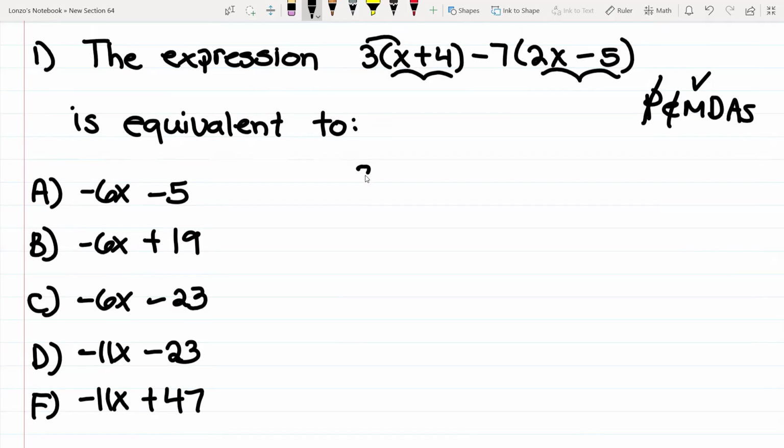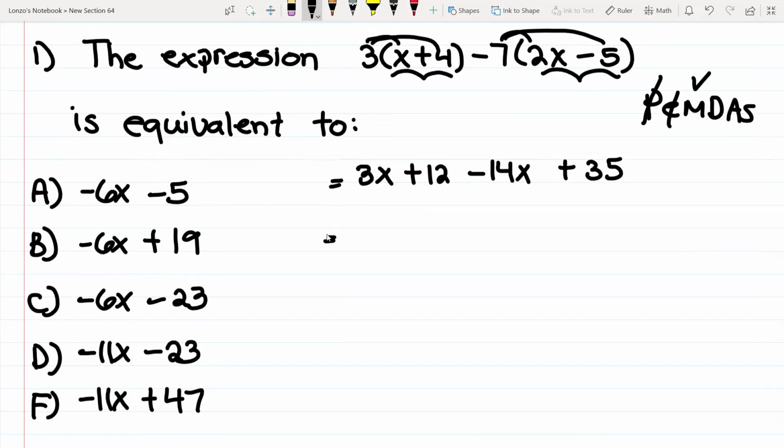So it's going to be 3x plus 12, and then this is going to be -14x, and then -7 times -5 is positive 35. Then it's all about collecting like terms because there's nothing more you can do. We don't have division. We have addition and subtraction, so you just go from left to right, collecting like terms.